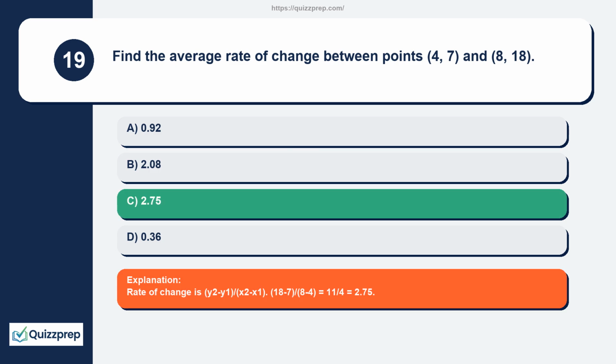Rate of change is (y2 - y1) / (x2 - x1). (18 - 7) / (8 - 4) equals 11/4 equals 2.75.